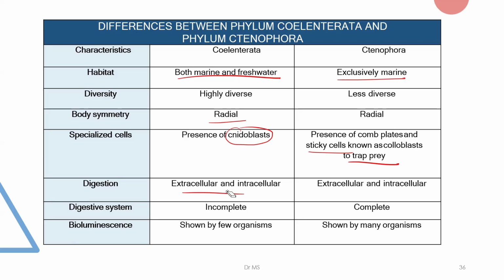Both have extracellular and intracellular digestion. Bioluminescence: in coelenterates it's shown by only a few organisms, but bioluminescence is widely seen in ctenophores. Remember, ctenophores widely show bioluminescence. Very few organisms in the coelenterates show this bioluminescence. Is that clear? Yes, sir.